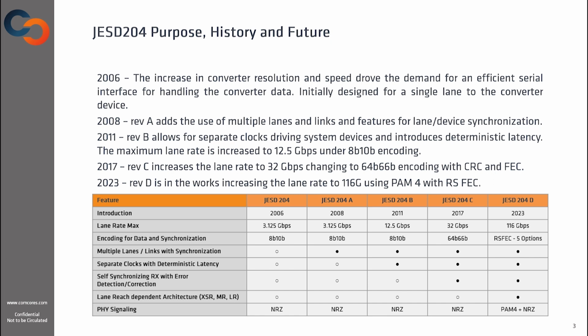The C revision increased the line rates to 32 gigabits per second and changed the encoding to 64b/66b, which is exciting because it allowed for things like self-synchronizing receivers and extra bits for things like error detection or even error correction. Now the D revision will add new signaling of PAM4 for much higher line rates, up to 116 gigabits per second. This PAM4 signaling with its higher bit error rate requires RS-FEC encoding, and different FEC options will be provided depending on the lane reach.